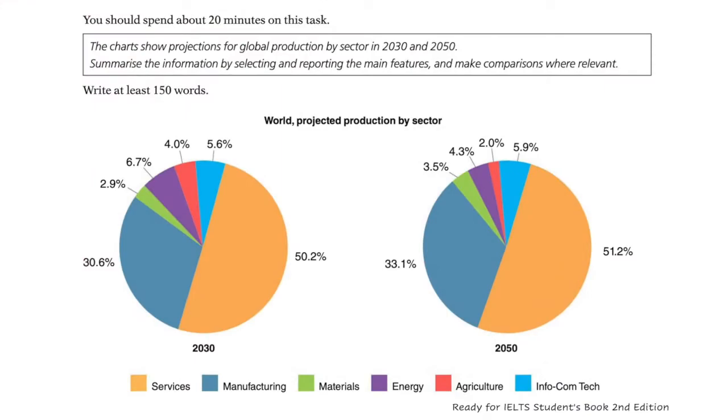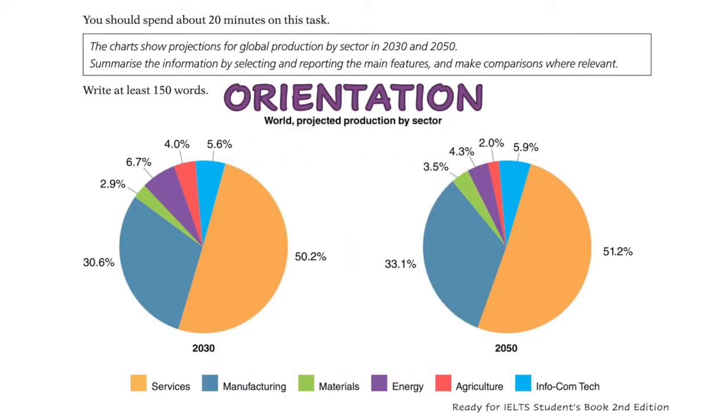So here we go. This is the sample task that we are going to be analyzing together in this video. And the first step is orientation. So making sure that we've read the rubric carefully and we understand what the percentages refer to and what the colors refer to as well.